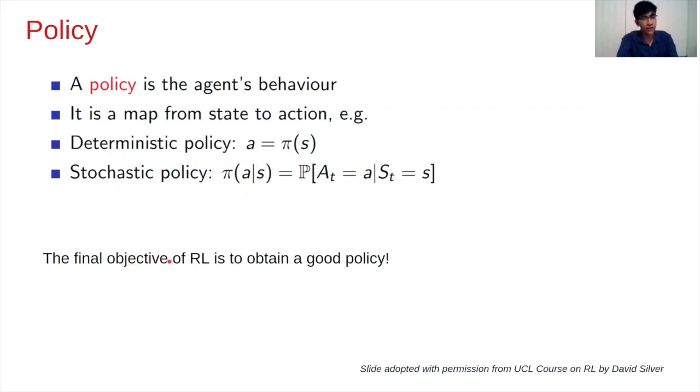And note that the final objective of RL is to obtain a good policy. So ultimately, this is the thing that you want out of your agent. You want it to have a good policy that can generate high reward. So finally, you should keep this in mind, that when you are training an RL agent, your ultimate goal is a policy.